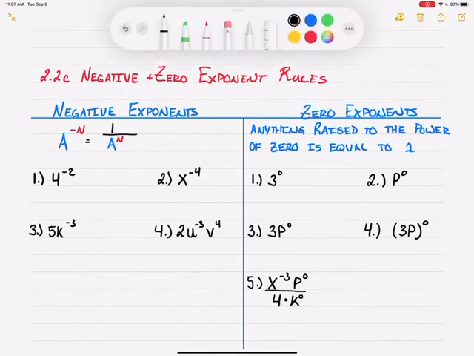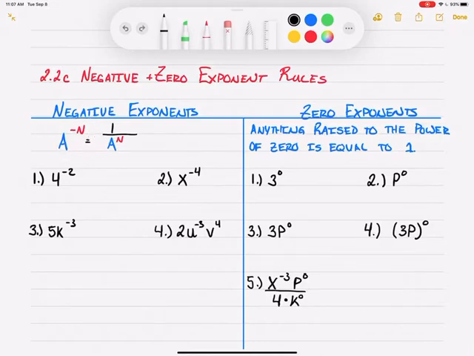Alright guys, today we're going to take a look at the negative exponent rule and the zero exponent rule. So when you have negative exponents, if we're looking here at this example, I have a to the negative n power, or a raised to the power of negative n, is equal to 1 over a to the positive n power. So anytime you have a negative exponent, what you're going to need to do is create a fraction by writing 1, drawing a line, and then just bringing whatever that negative exponent is affecting down to the bottom, or to the denominator of that fraction.